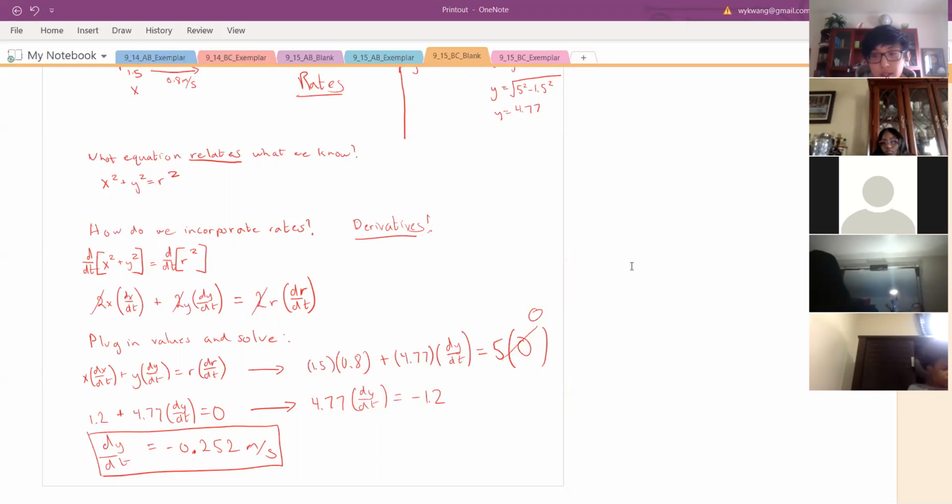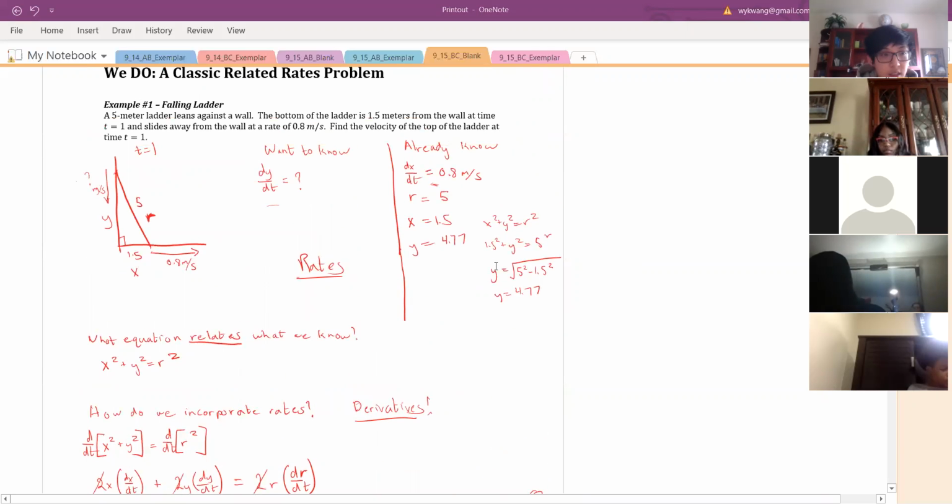Awesome. So what this number, negative 0.252, is really saying is that this ladder is falling down. We see this ladder is going to the right at 0.8, right? This ladder is now falling down at 0.252 meters per second. So you can kind of visualize that. Hopefully you guys can visualize this ladder sliding down. The bottom is going out relatively fast and the top is going down slower, at t equals 1 at least. And yeah, that's our answer.